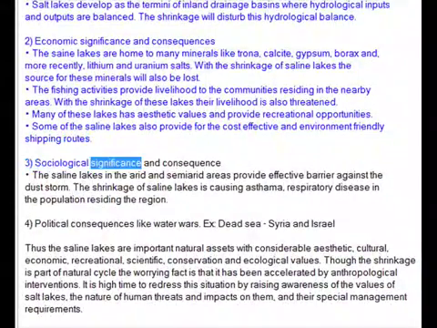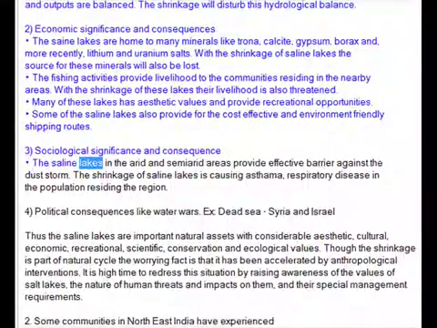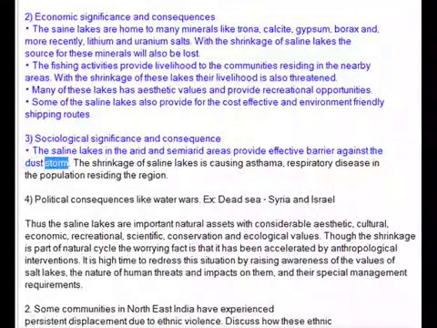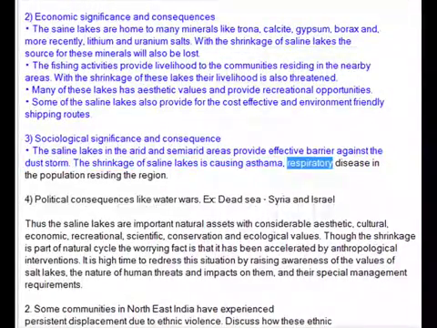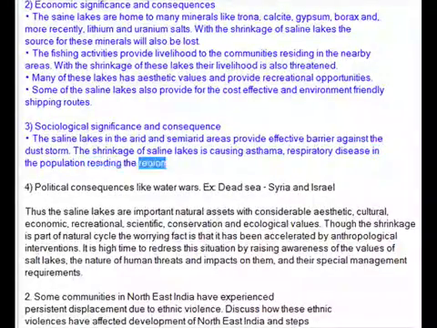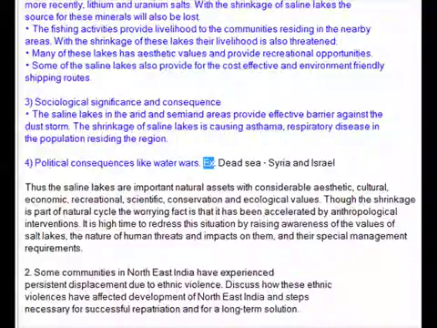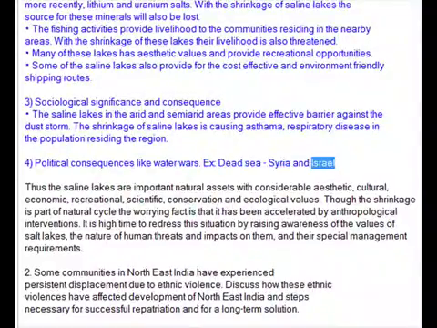3. Sociological significance and consequences. Saline lakes in the arid and semi-arid areas provide an effective barrier against dust storms. The shrinkage of saline lakes is causing asthma and respiratory disease in the population residing in the region. There are also political consequences like water wars. E.g., Dead Sea, Syria and Israel.